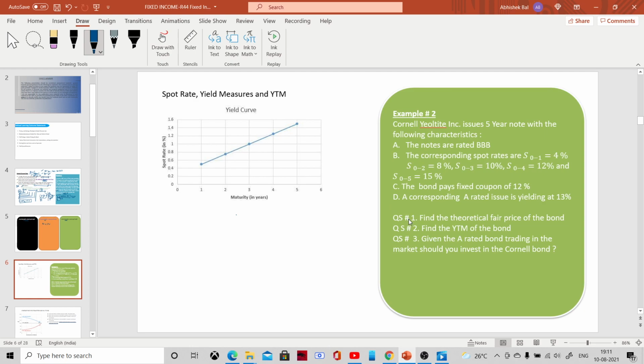Let's first address the first two questions. Find the theoretical fair price of the bond. Find the YTM of the bond. Okay, so how do we do it?